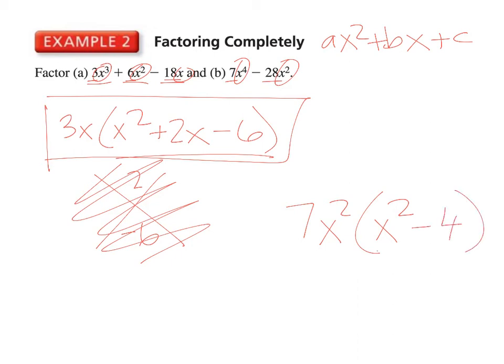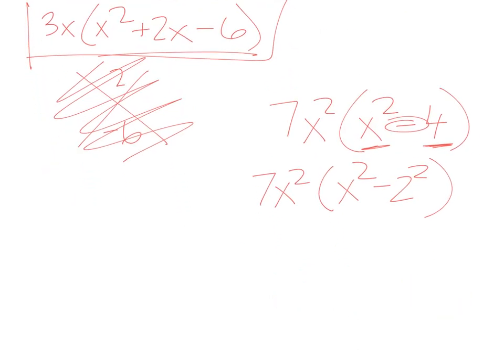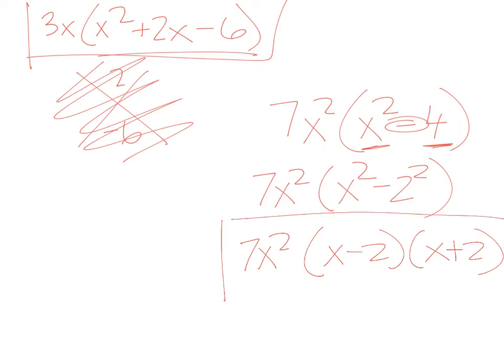All right, notice this is a square. I could rewrite this as a square, and it's a difference. So I have a difference of squares. So I have 7x squared times x minus 2 times x plus 2. Done.